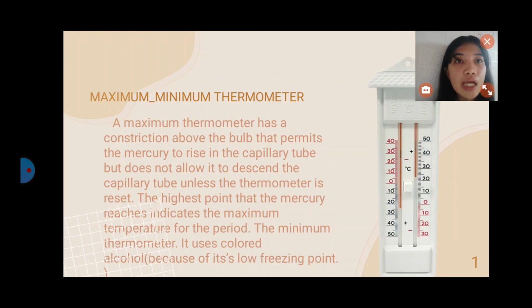And the last one is the maximum-minimum thermometer. A maximum thermometer has a constriction above the bulb that permits the mercury to rise in the capillary tube but does not allow it to descend unless the thermometer is reset.